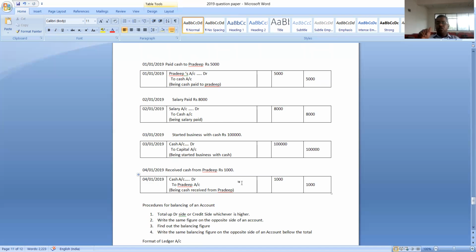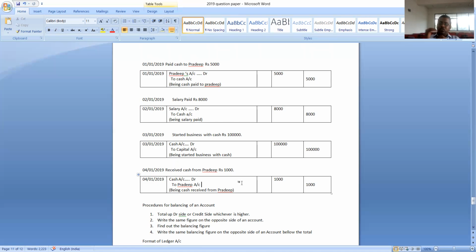What are those steps? First step is we should make the total of debit side or credit side, whichever is higher. Which side total will be more? That side total we should make first. Later, we should write the same total figure on the opposite side of the account. Suppose if total of debit side is more, then make the total of debit side, then take the same figure on the credit side. That is the second step.